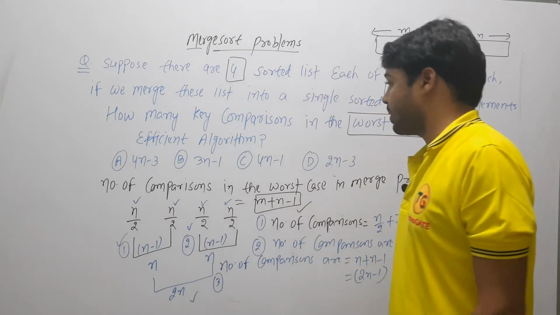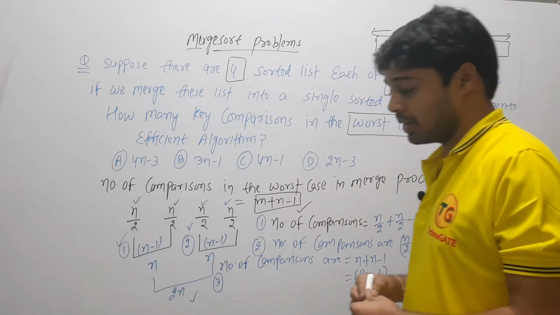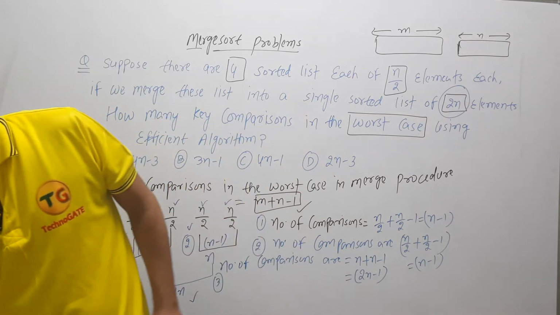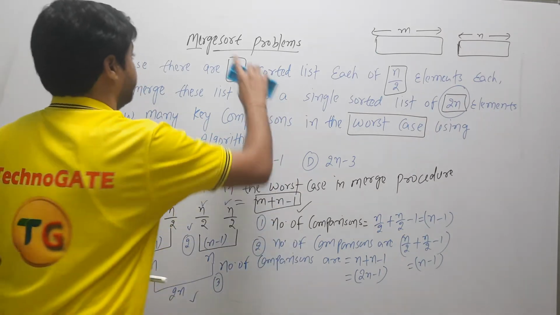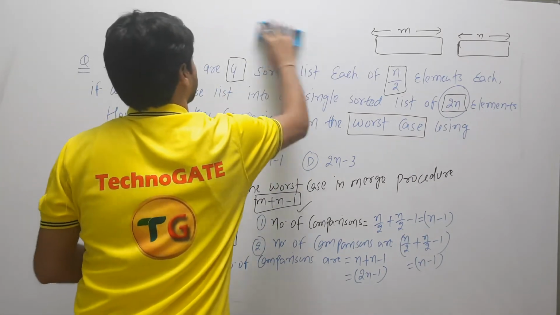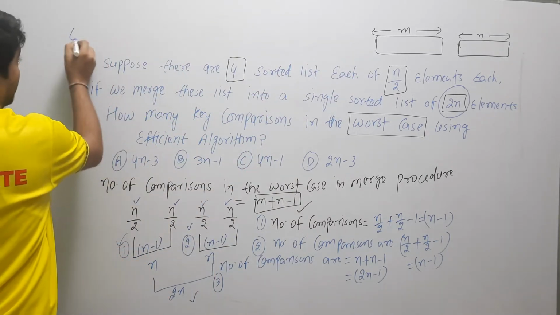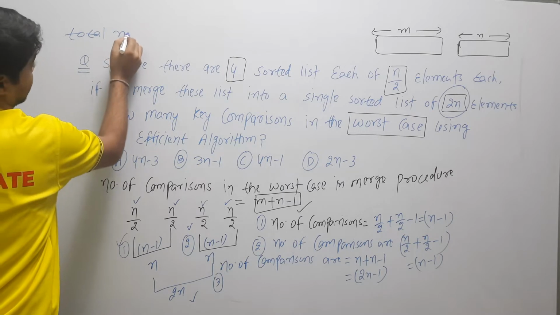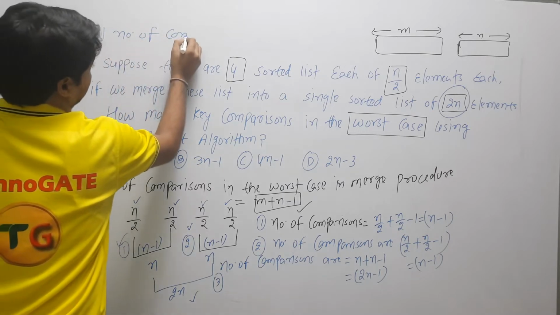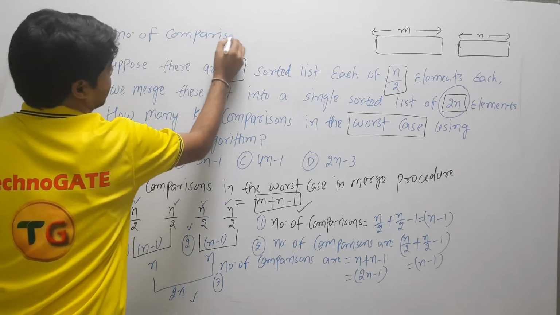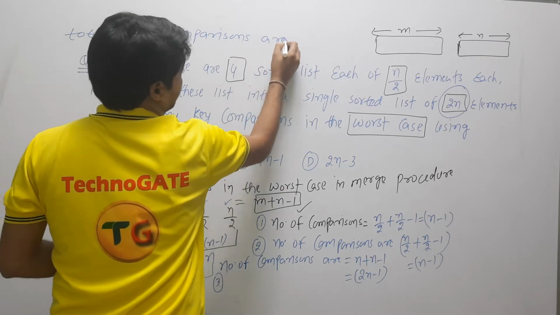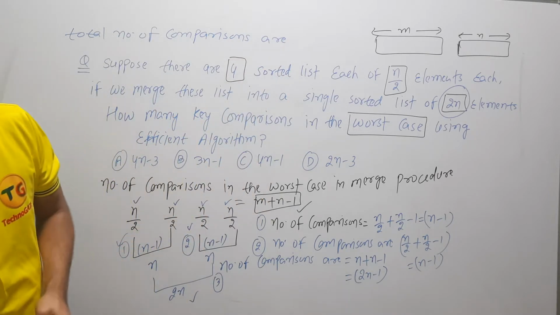So how many total comparisons are there here? So let's check here. So what are the total number of comparisons? Okay, so the total number of comparisons are how much here? Let's check.